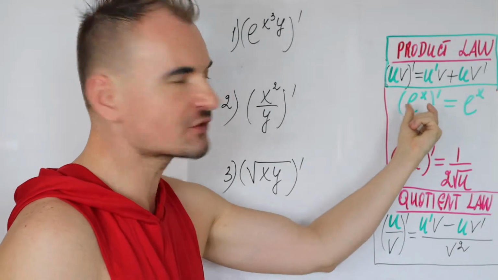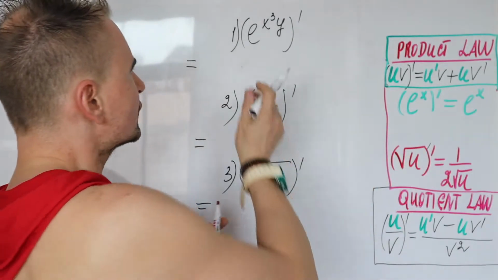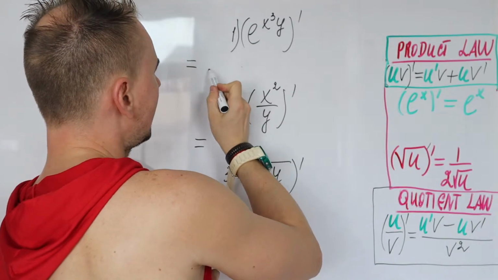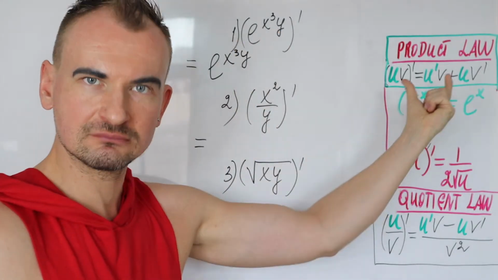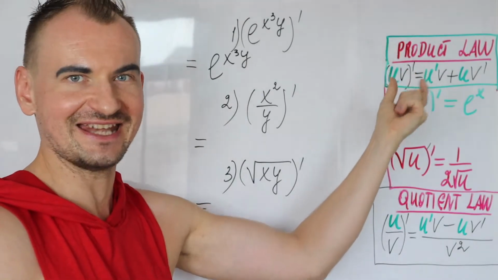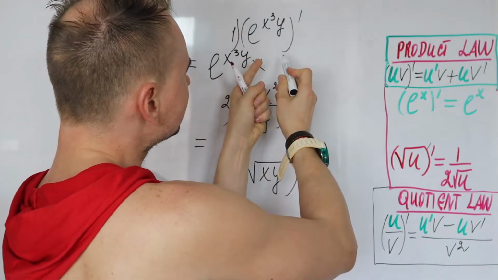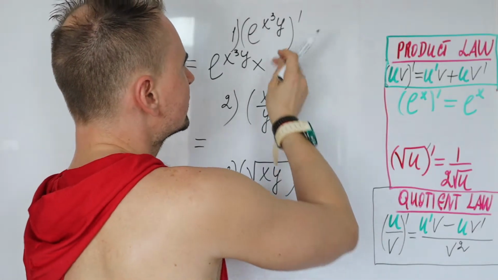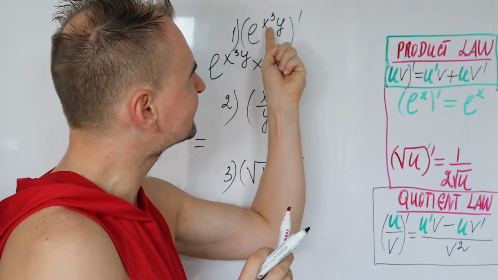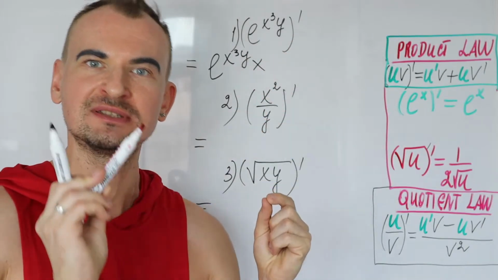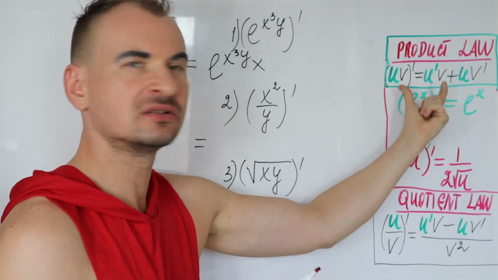The derivative of e to any power is just the same function. So for this one, you would get just e raised to the x cubed y, since the derivative of e to any power is e to that power, which gets multiplied, so we use the chain rule, and you need to take the derivative of the exponent, so the derivative of x cubed y. Since x cubed times y is a product, you use a product law.